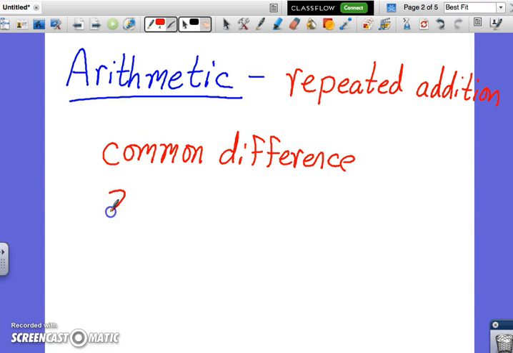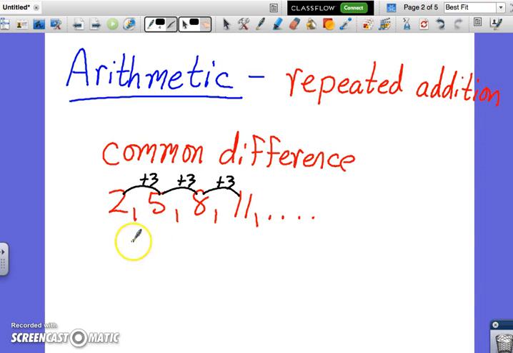So for an example, if we looked at the sequence 2, 5, 8, 11, we could keep going. What's the jump between each one of these? From 2 to 5, that's a plus 3. From 5 to 8, that's a plus 3. From 8 to 11, that's a plus 3. And remember, if you want to find the common difference, we take the second number in the sequence, which is 5, and subtract the number before it. It comes out to 3. We take the third number, 8, subtract the second, 5, and come up with 3. We should come up with a common number every time. So that is an arithmetic sequence.